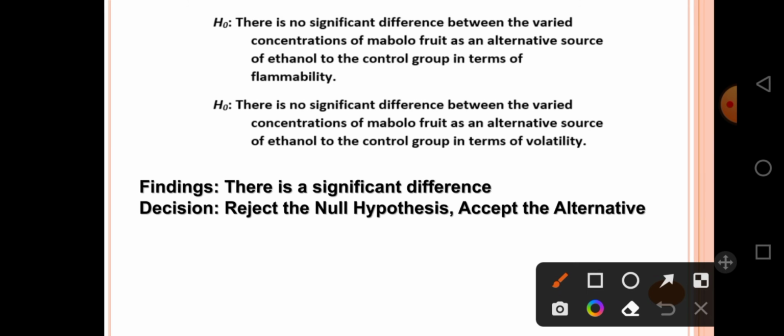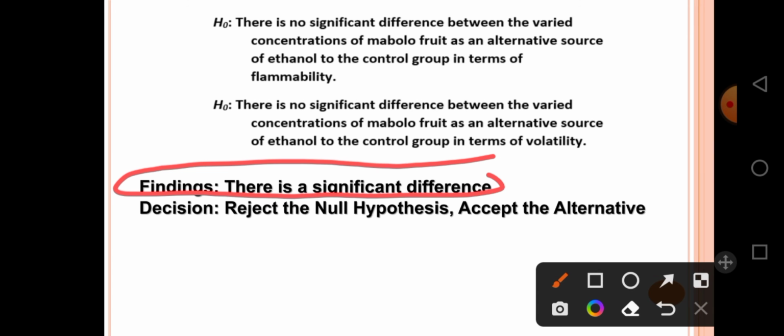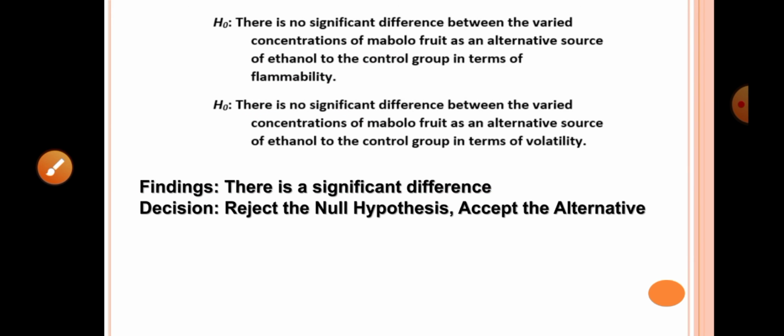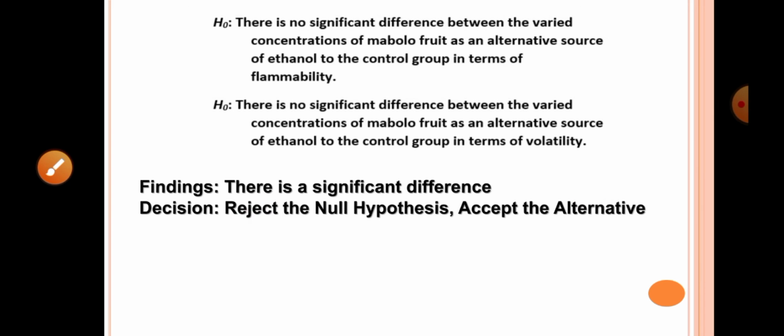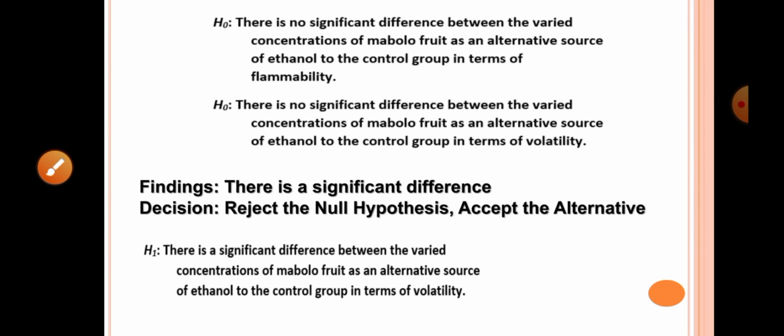Why? Because our findings falsified our null hypothesis. And once our findings, through the use of our statistical treatments, falsified our null hypothesis, we should reject it. And what should we accept in return? So, after rejecting the null hypothesis, we must accept the alternative hypothesis. So, the alternative hypothesis will be, there is a significant difference between the varied concentrations of Mabolo fruit as an alternative source of ethanol to the control group in terms of volatility and flammability.